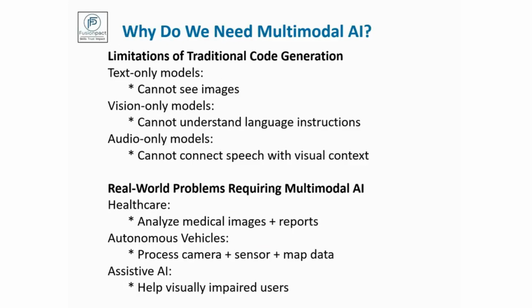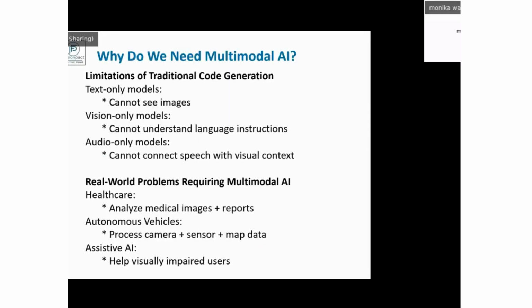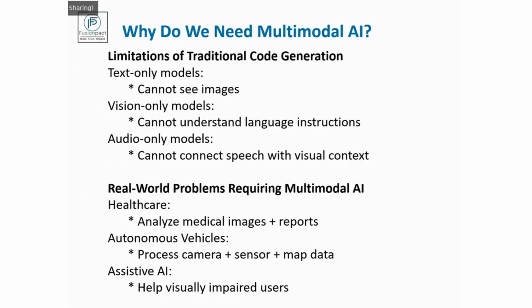So, why do we need multimodal AI? Traditional AI systems are limited because they work with only one type of data. For example, text only models cannot see images, and vision models cannot understand language instructions. This creates limitations in real world applications where multiple types of information are required. Multimodal AI solves this problem by combining different modalities, allowing AI to understand complete context and make better decisions.